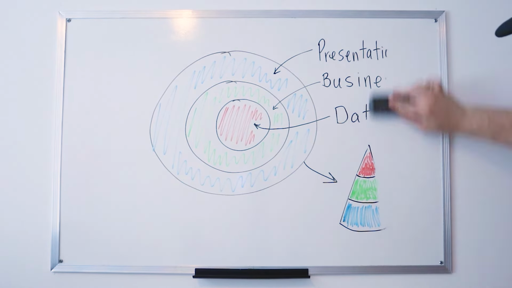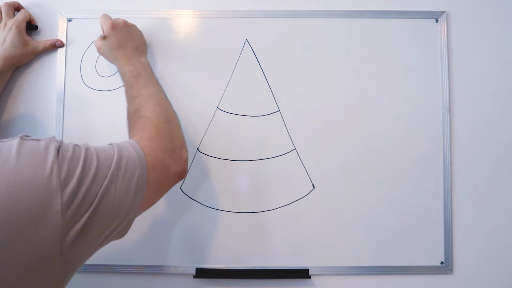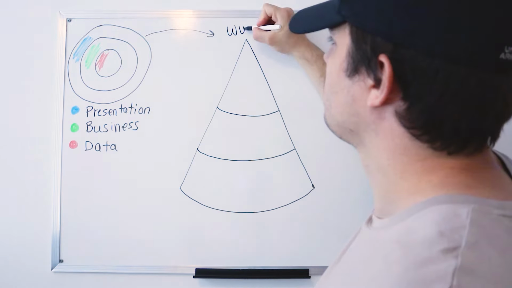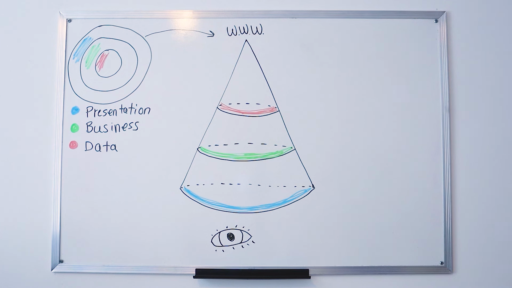So now let's redraw everything, but this time we'll put the cone in the center. It's the same structure. We have the data on the top, the business in the middle, and the presentation at the bottom. Since the bottom is the presentation, it is what the user can see. And the more you move up the cone, the more you are going into the database. For example, this is where you will get your information from an API.